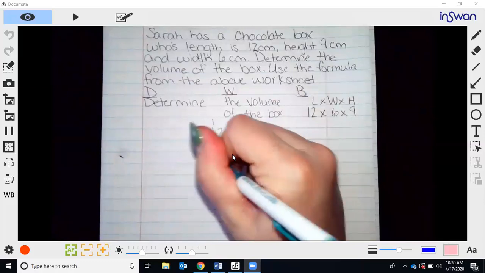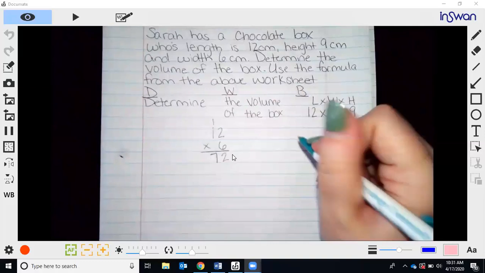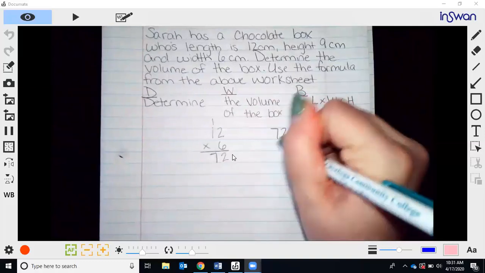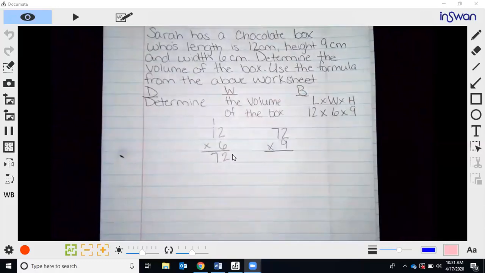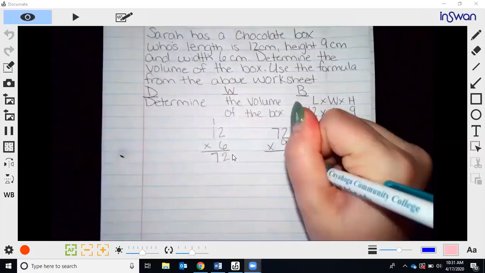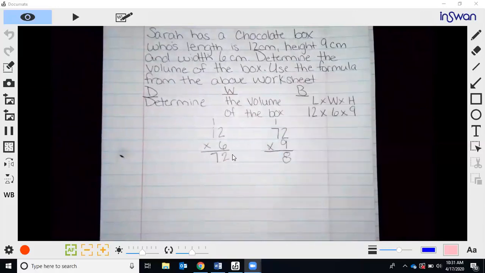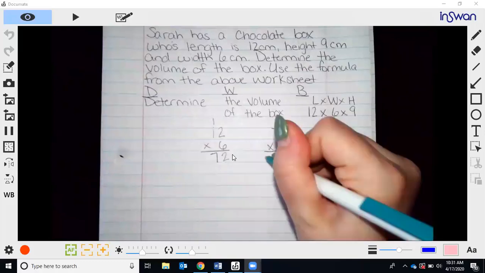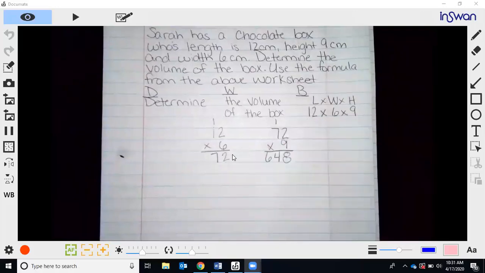I'm not done yet though, because I need to make sure that I still include what the height was. So I would do 72 times 9. 9 times 2 is, you should have said 18. Carry your 1. 9 times 7 is, you should have said 63, plus 1, 64. Your answer is 648, but like I always say, is it what?